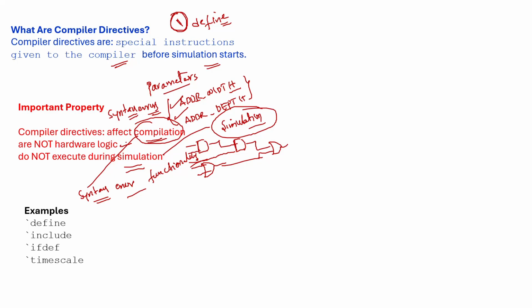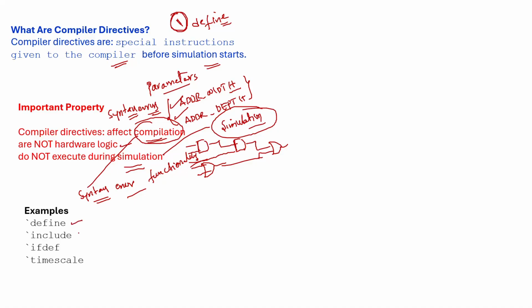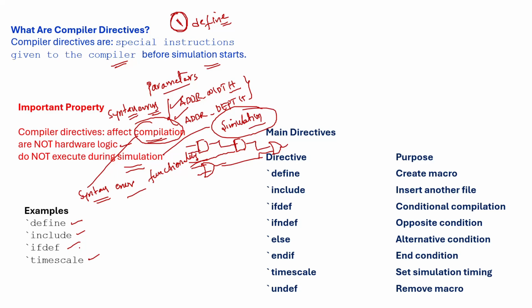See, `define. What is the use of that? I will explain. `define, `include, `ifdef, `timescale. What is the use of each? These are the main directives. `define means create the macros. Whatever macros we have, it will create them. That means some parameters we are utilizing will be created here. Define files will decide that.